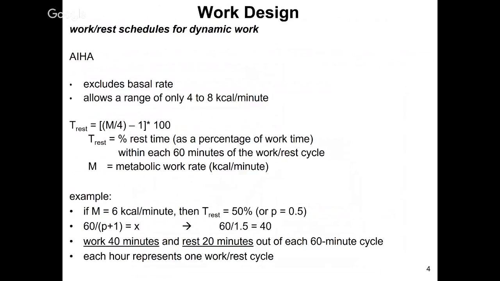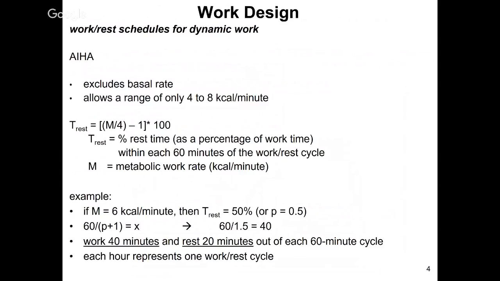You divide it by 4, subtract 1, and then multiply by 100, and you will get a percent. So there's a small example here. If we estimate a task or a job cycle to have a metabolic rate of 6 kilocalories per minute, it'll be 50%. So I want to do that real quick. So 6 divided by 4, it's the same as 3 divided by 2. It's going to be 1.5. Then we subtract 1 from it, so it's 0.5. Which makes 50%. So that's how that works. Nice and easy. So we get 50%. This portion is termed P. And then we just multiply by 100 to get a percent.